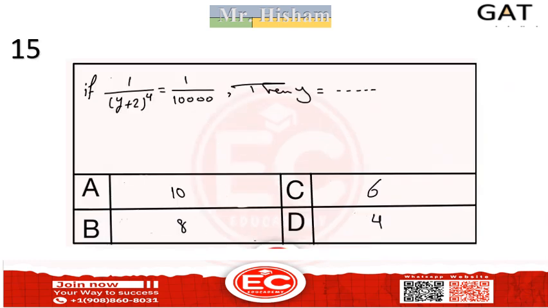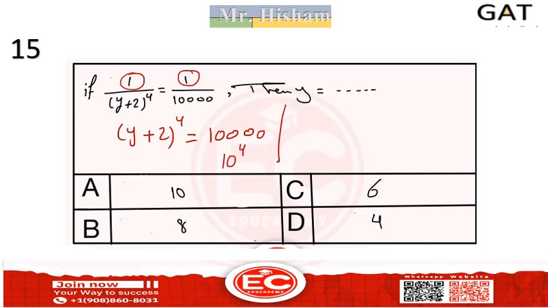Question 15. Since I have the same numerator, the bases are equal. So y plus 2 to the power 4 is equal to 10,000. So what number to the power of 4 gives me 10,000? 10, very good. So I can write it as 10 to the power 4. So y plus 2 should equal 10. By subtracting 2, y should equal 8.